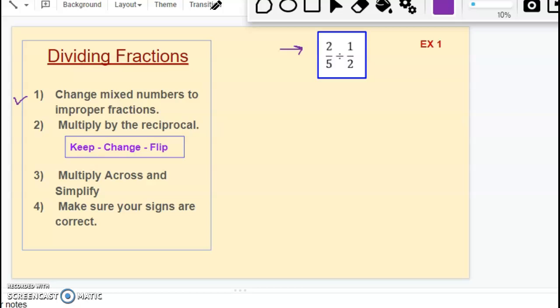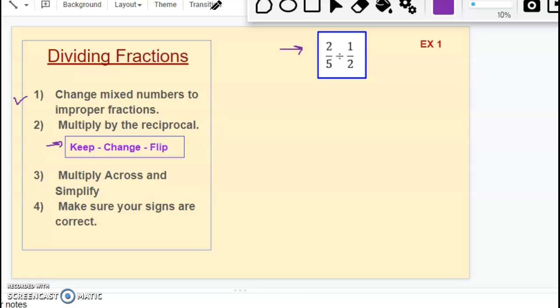Next, the rule is to multiply by the reciprocal. If you think back to elementary school, first you learned multiplication and then you learned division, right? They're inverse operations. So, for example, division will undo multiplication. So the rule is when you divide fractions, you multiply by the reciprocal. That's kind of a mouthful, so a way to remember that is to simply remember keep, change, flip. Let's see what I mean by that.